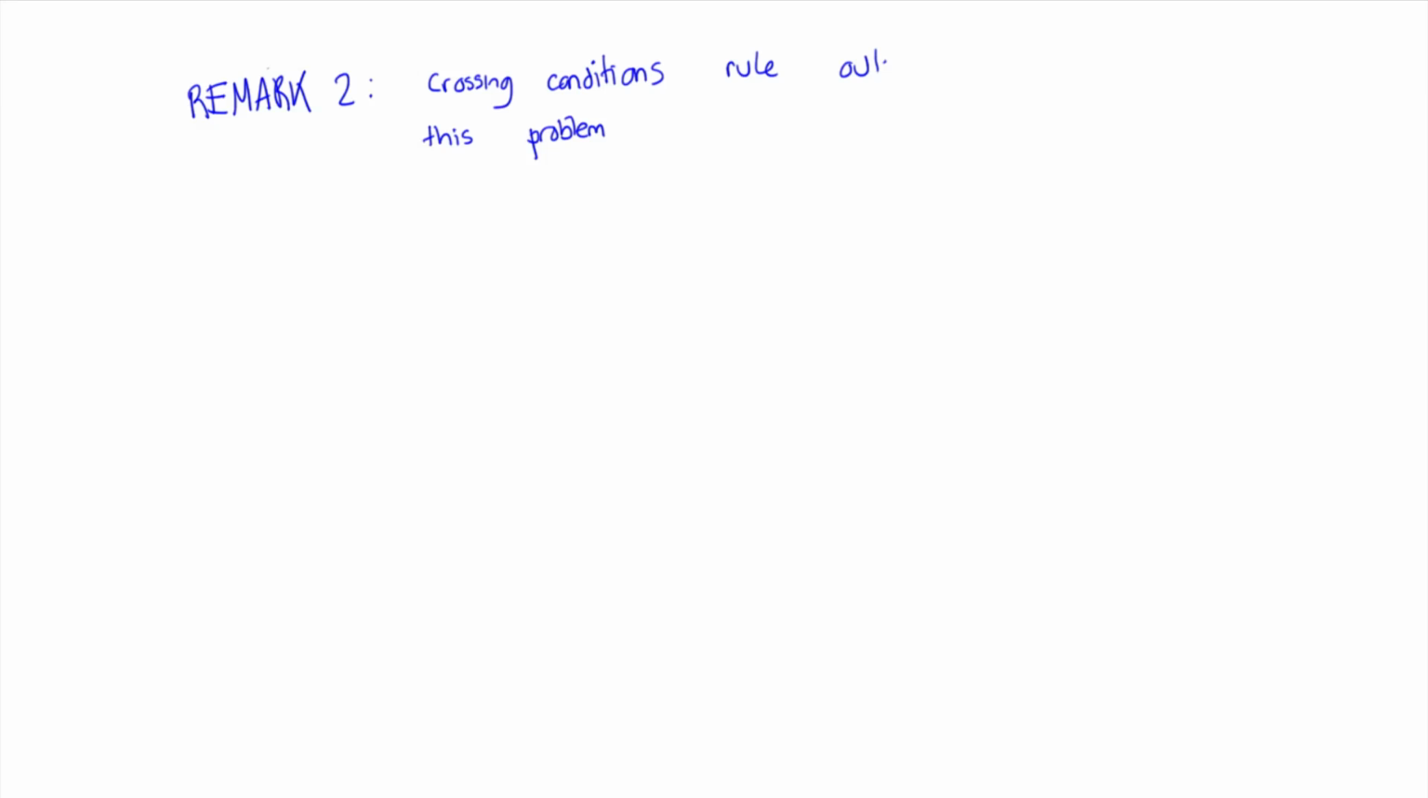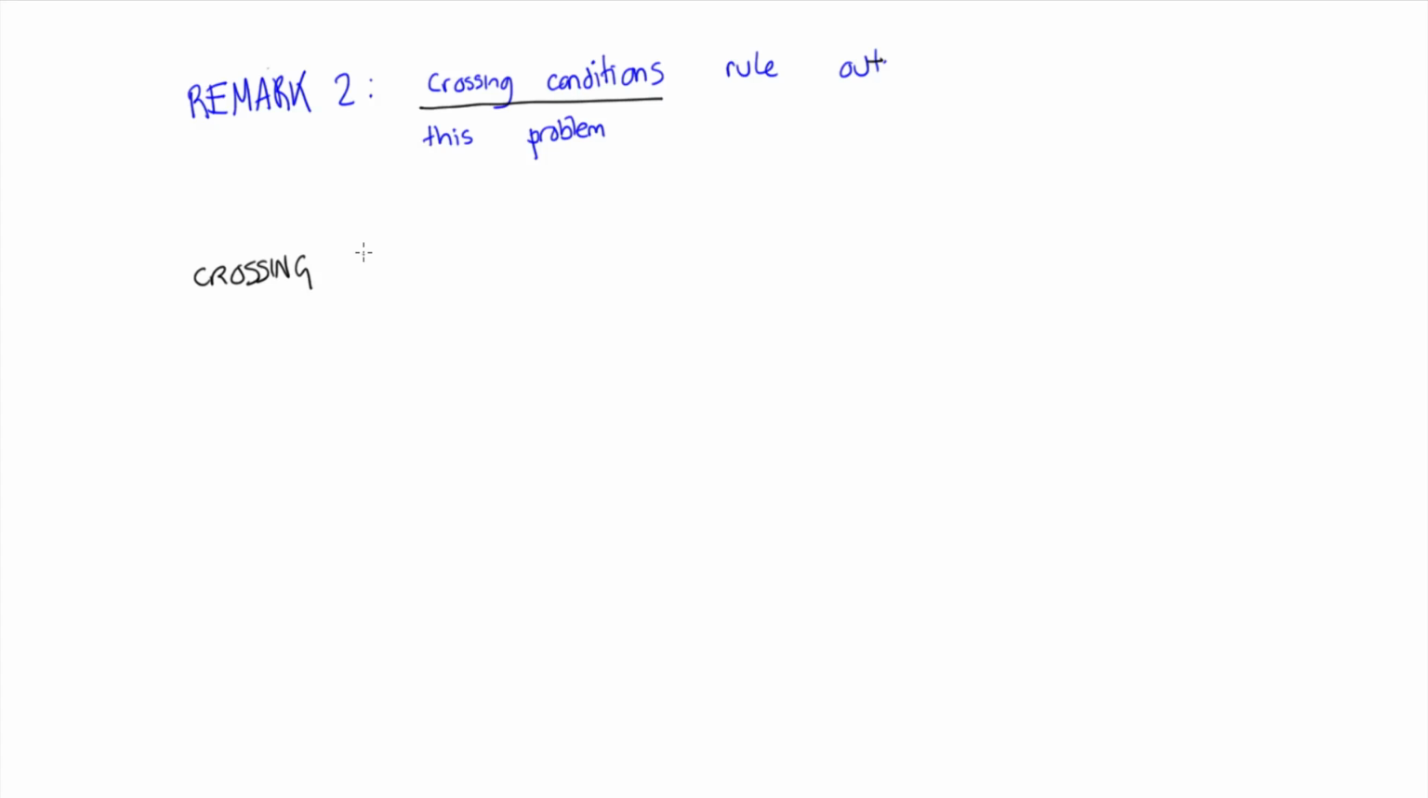The second remark that I want to make is that something called the crossing conditions are going to rule out this problem. Now, what are the crossing conditions? We say that the problem satisfies the crossing conditions if the following is true.